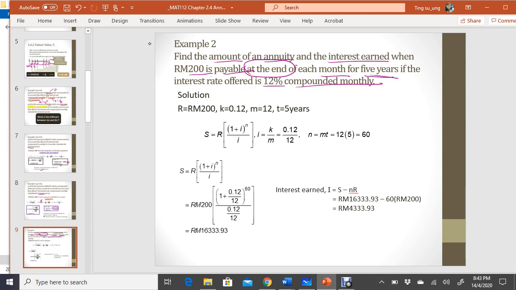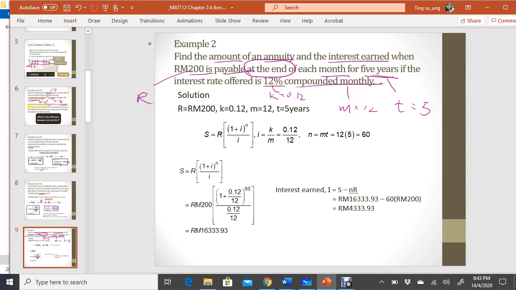So this one will be your R. This one will be your K, right? K equals 0.12. Compounded monthly, so M will be 12. For 5 years, so T will be 5. I think this one should be straightforward, right? So your S equals R in bracket 1 plus I in bracket N over I. Substitute it, you get the answer.